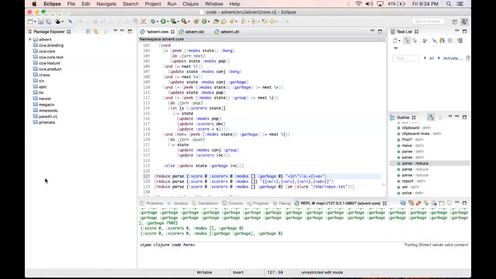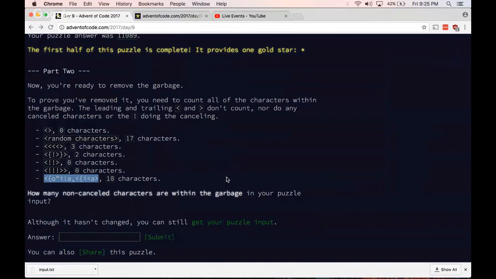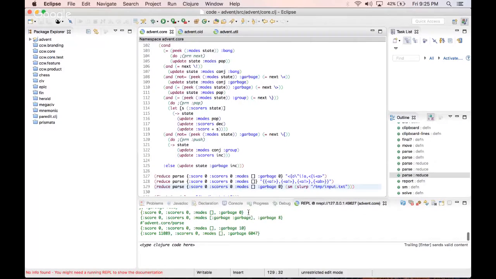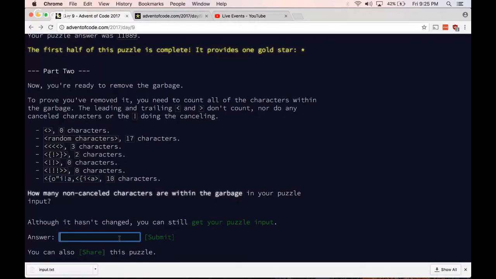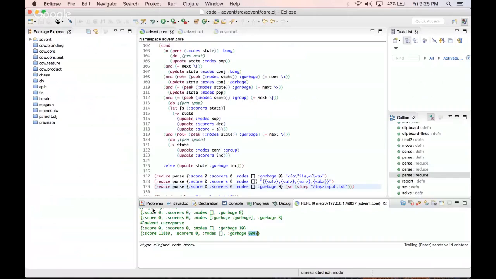Okay, so this is basically, I think that the problem is that I took out the check for entering. I think this check here needs to say that if we are not in garbage mode already, to do this. And then we have 10 as expected. And then here, okay, we got a new answer. Not the right answer. All right, that was surprising.